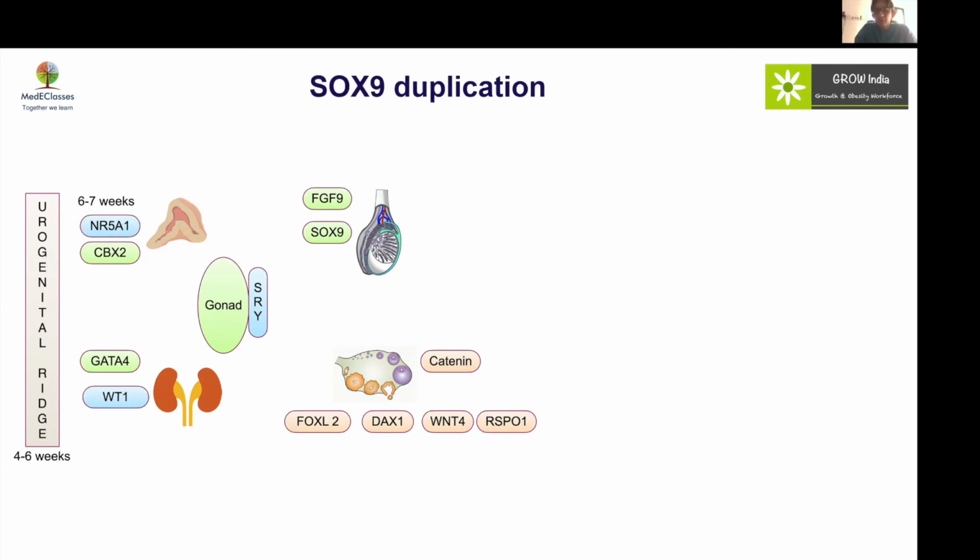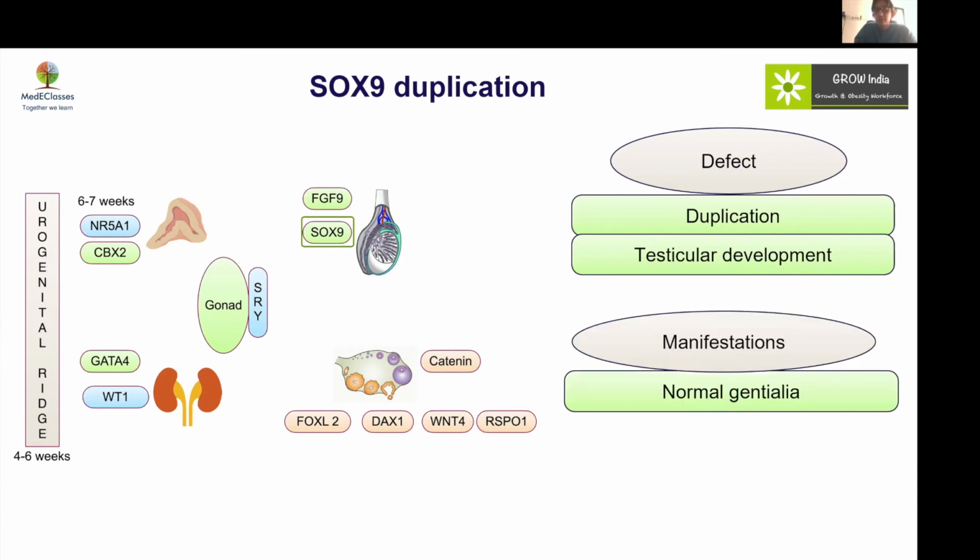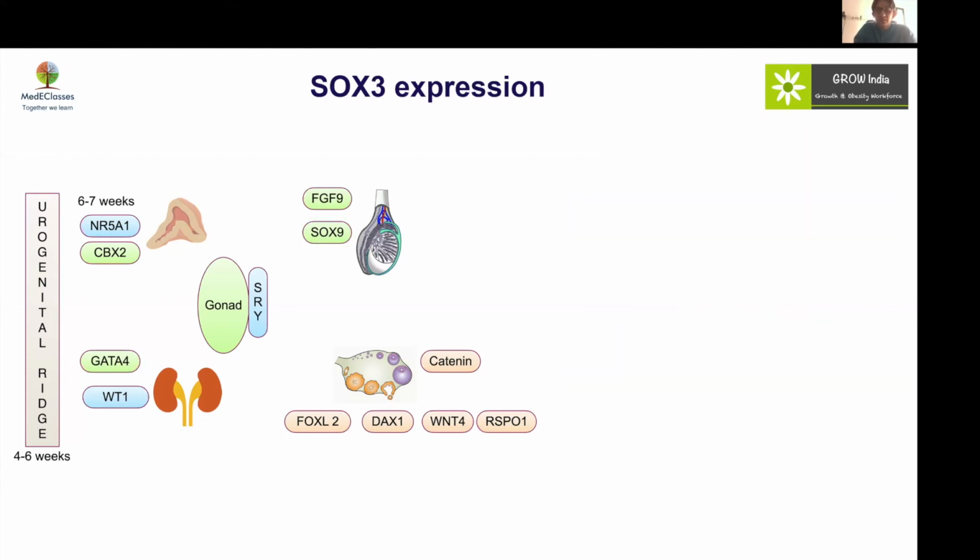SOX9 duplication: SOX9 is a distal gene compared to SRY. So SOX9 duplication will lead to inhibition of FOXL2, which is responsible for ovarian development, and ultimately it will lead to testicular development, though the karyotype is XX. So the patient might have normal male genitalia with infertility due to absence of other genes like SRY and FGF9, which ultimately lead to normal male fertility. So these are again XX male due to SOX9 duplication.